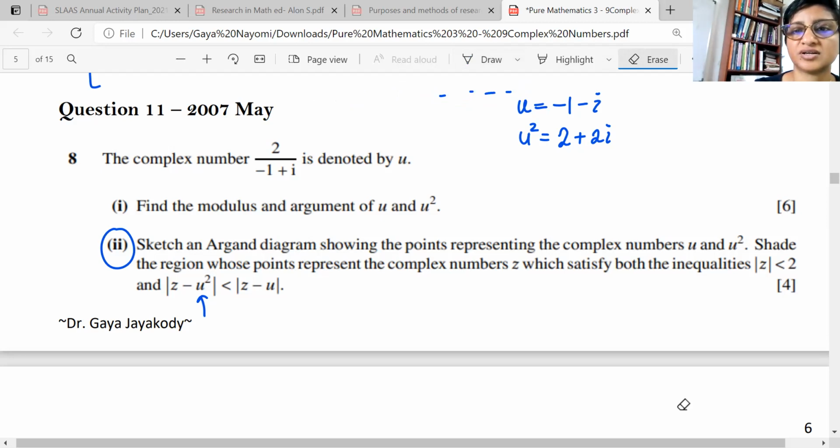This eraser is not a good eraser. It doesn't erase well. Come on. Okay, so it's just 2y. Thank you, Nathan. You're welcome.